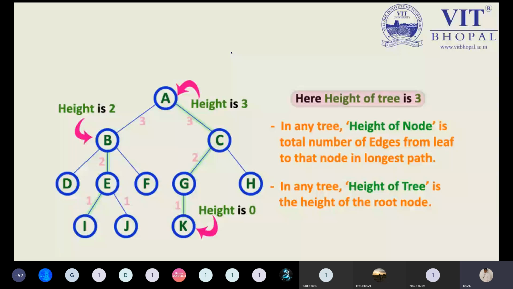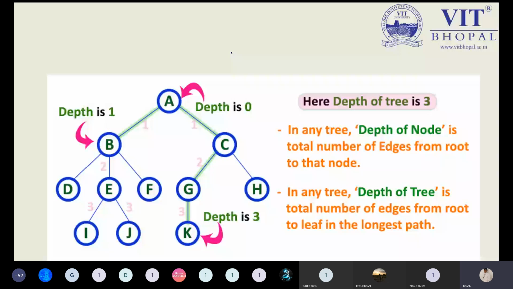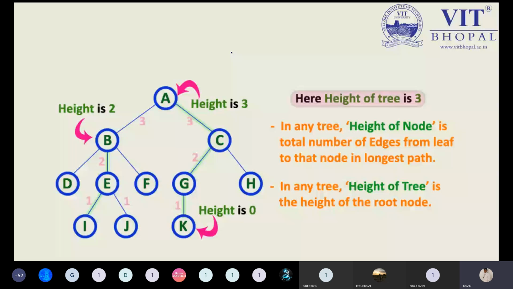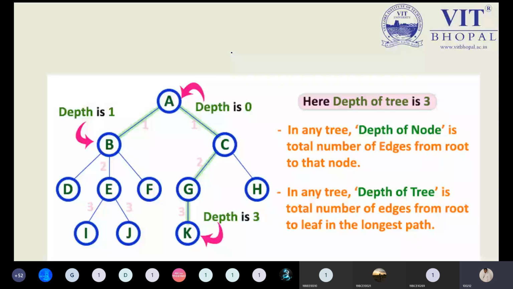So the depth of the tree you can easily calculate from the root to the last node. In any tree, the depth of a node is the total number of edges from the root to that node. The point you need to keep in mind is root to that node, or if you are talking about the height of a node, edges from the leaf to that node along the longest path. Keep that in mind while writing any definition in the examination. In any tree, the depth of the tree is the total number of edges from the root to the leaf along the longest path. So these two different concepts, height and depth measurement, we have already discussed. Here are just a few points in an easy manner, which we have already covered.